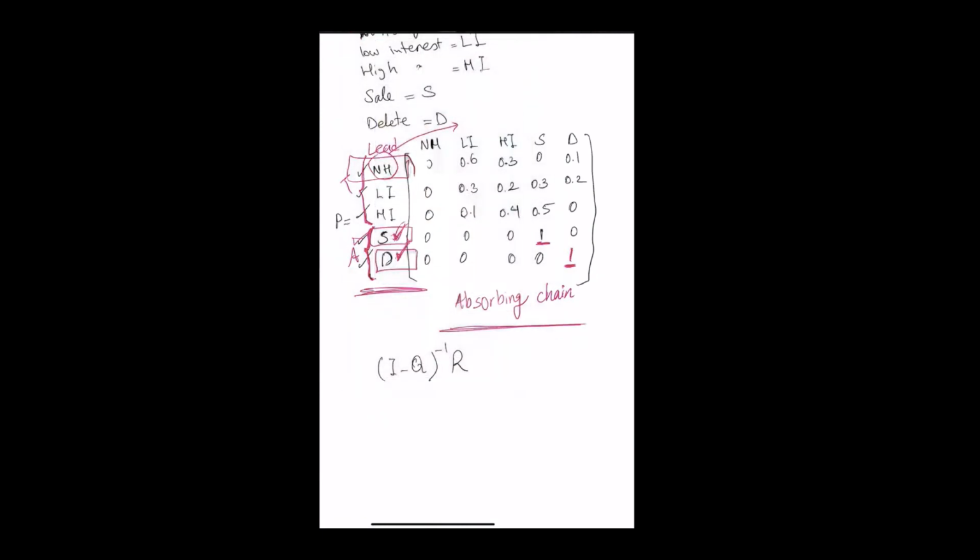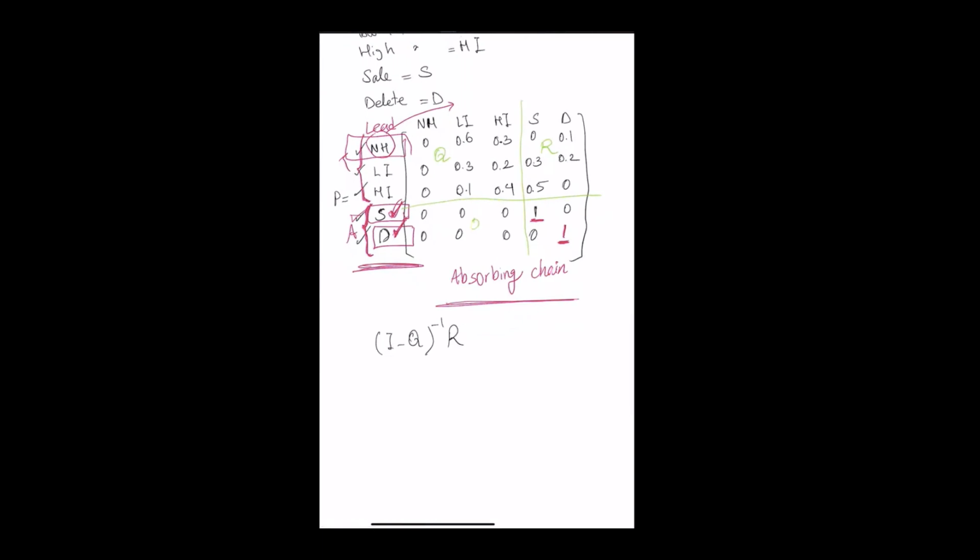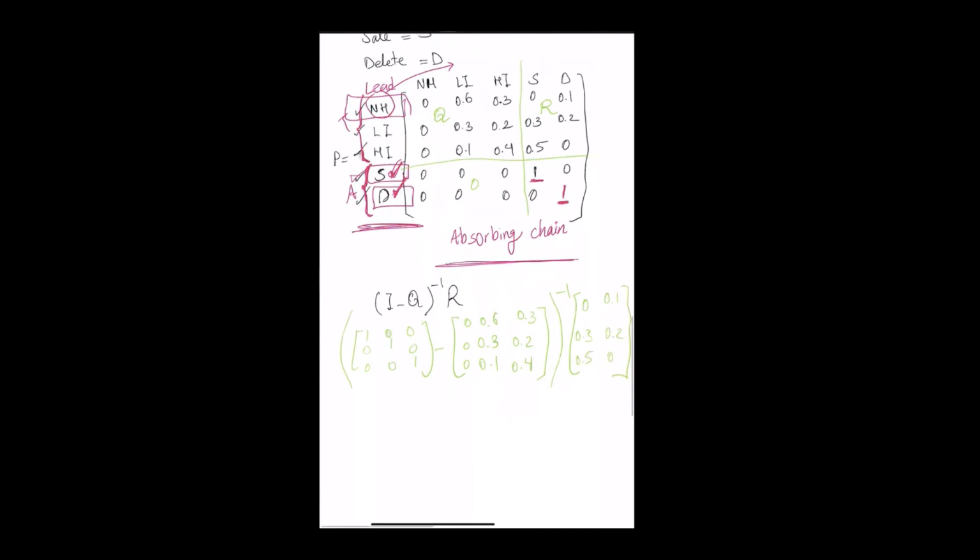So here, I have to divide the one-step transition probability matrix into 4 sections between transient and absorbing on the rows and on the columns. So this will be matrix Q, this is R, this is 0, and this is the identity matrix. So I minus Q, that would be 1 0 0, 0 1 0, 0 0 1 minus Q. So I minus Q inverse multiplied by R, and R is the one on the right side, it is 0, 0.3, 0.5, 0.1, 0.2, 0. So that's I minus Q inverse multiplied by R.